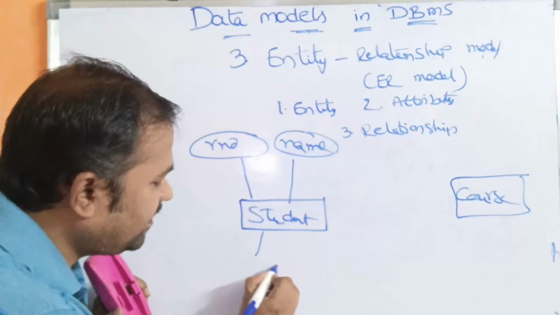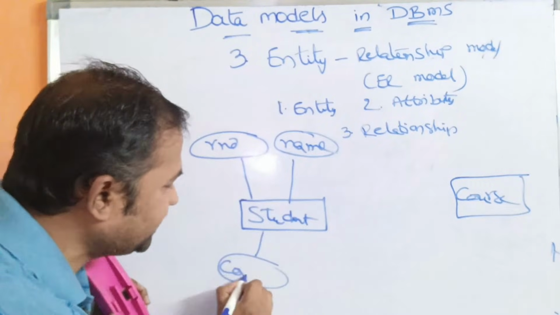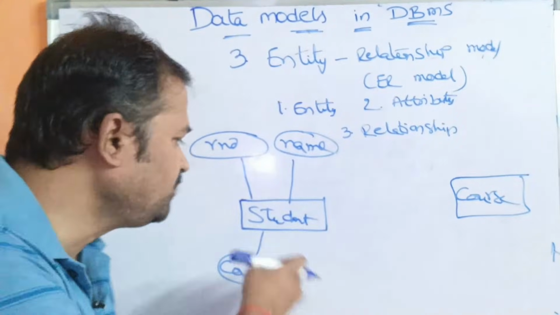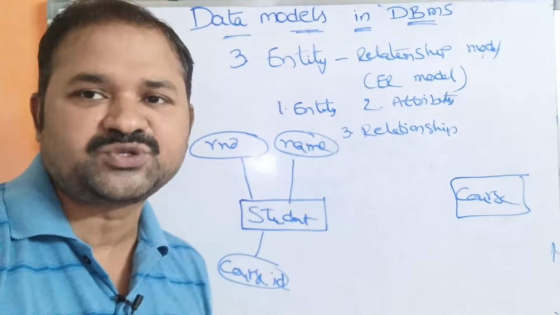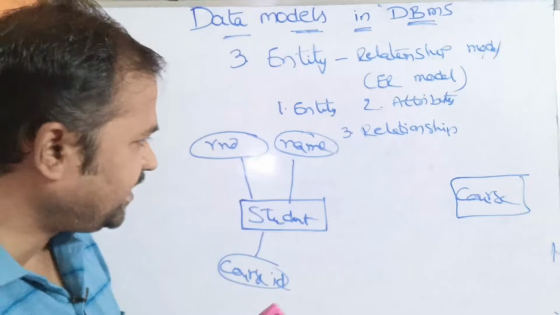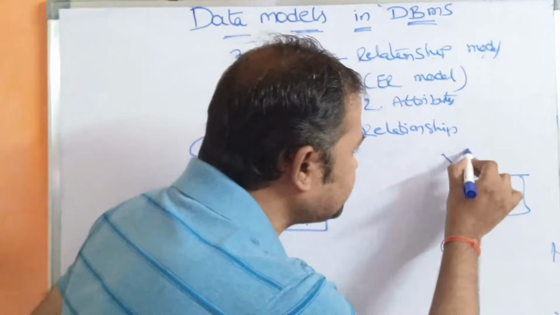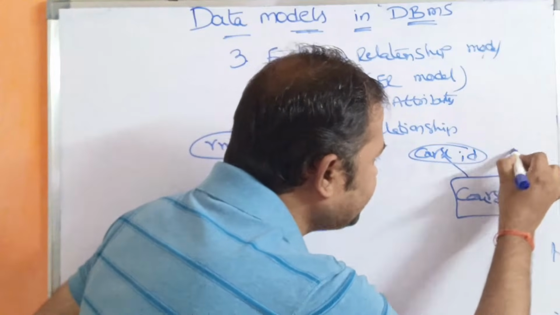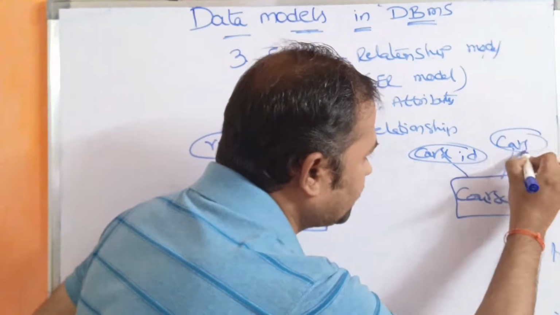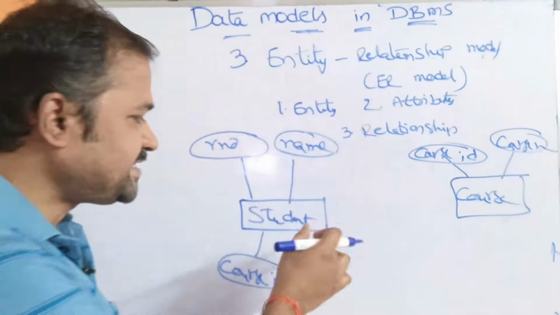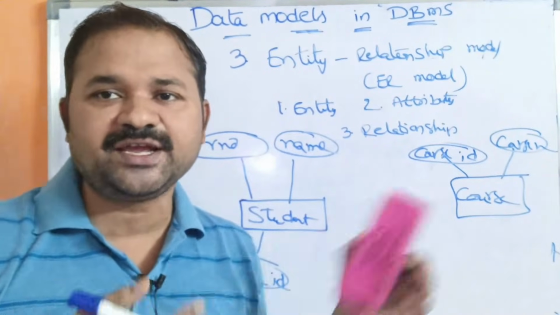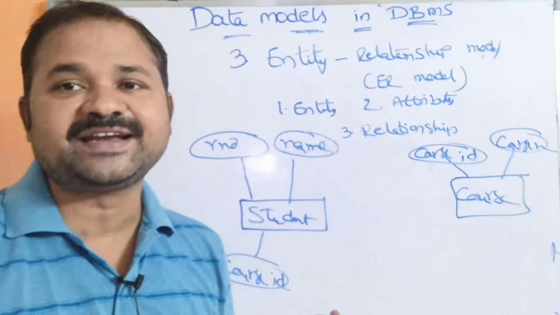Next, student will have some course ID. Here course ID means the course which is to be studied by the corresponding student. Next, course will have course ID and course name. Next, these are nothing but links. Links are useful in order to join entities, attributes and relationship.